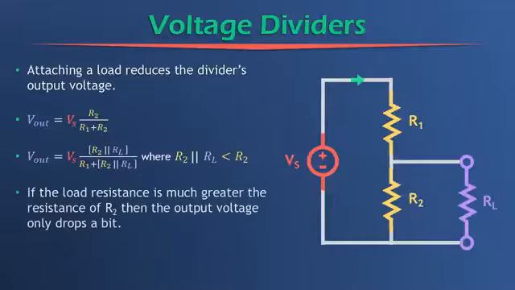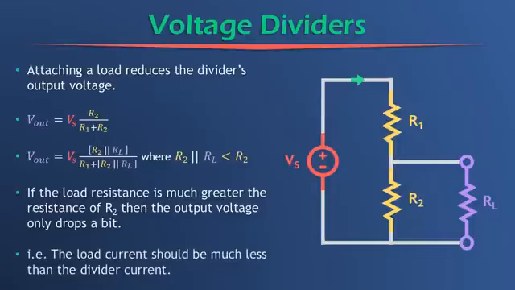Now, if the load resistance, RL, is much greater than the resistance of R2, then the output voltage only drops by a little bit. And why is that? Well, thinking back to the equation for parallel resistors again, adding a big resistor in parallel with a comparatively small resistor will only reduce the equivalent resistance by a small amount. So this resistance will only be decreased by a small amount. So if this is only decreased by a small amount, then V out is only a little bit smaller than the original V out.